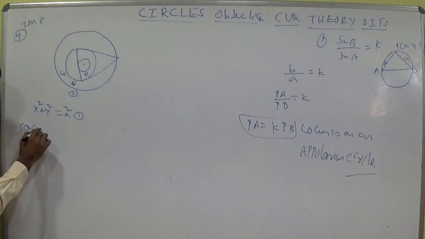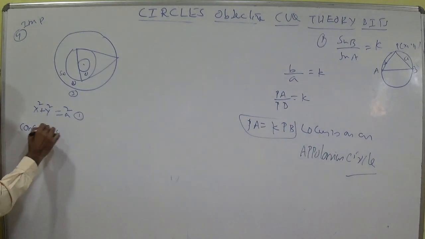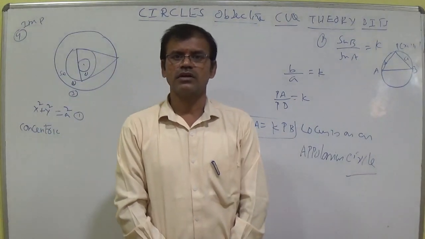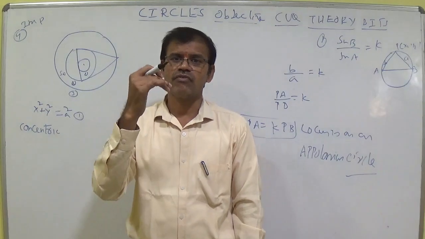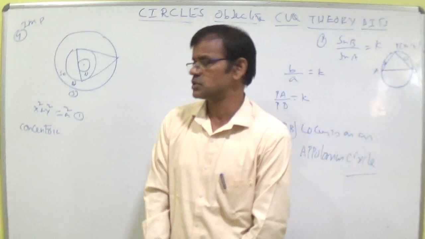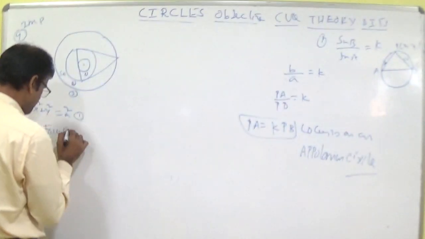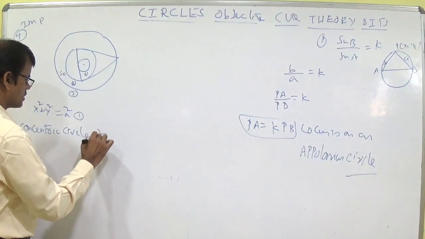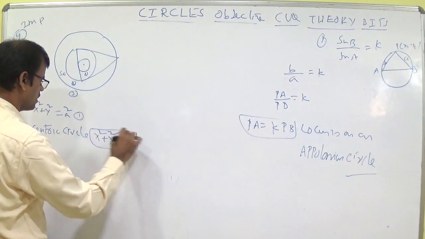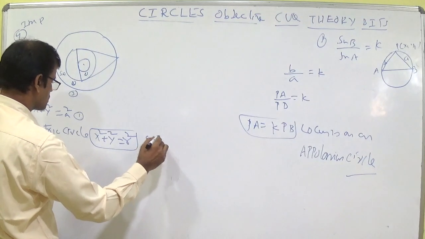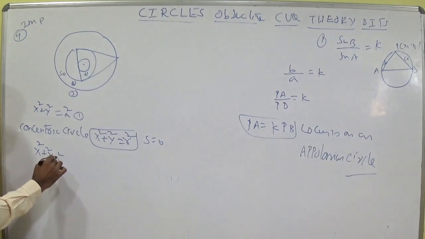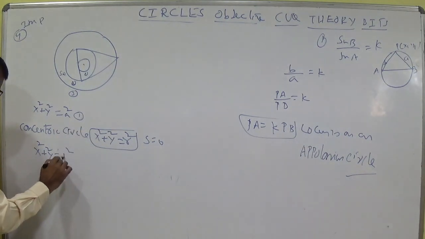Concentric circle. So observe that x square plus y square equal to a square is given, and x square plus y square equal to b square is given outside. The concentric circle between them is, let us say, x square plus y square equal to r square. He put the name, this is S equal to 0. Next one, the third circle x square plus y square is equal to b square.